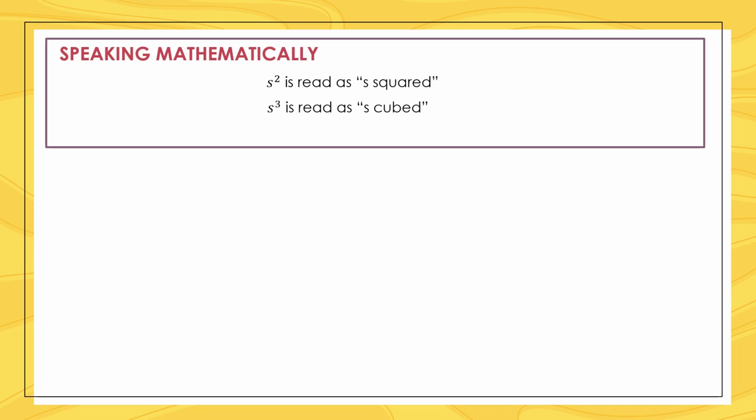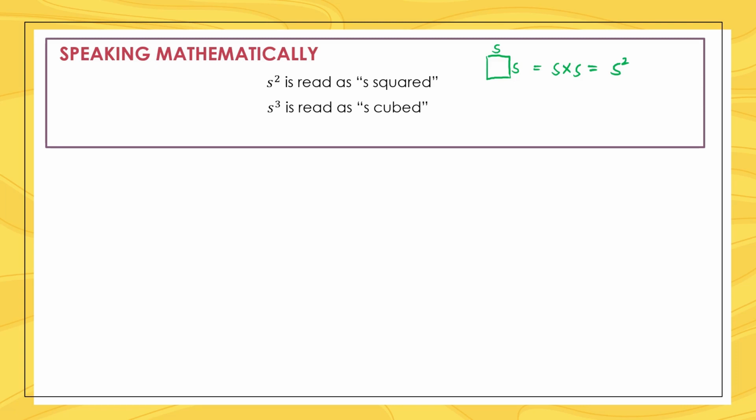Okay? What is the reason for that one? If you're familiar with the area of a square, for example, this is a square. So how do we get the area of this square? We just simply multiply its side. So we have s times s, or simply s to the power of 2. Thus, s squared. It comes from the square.